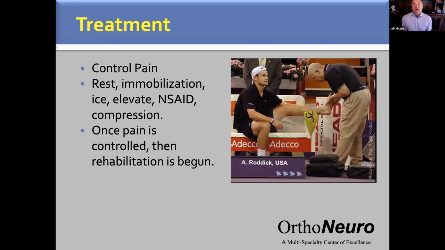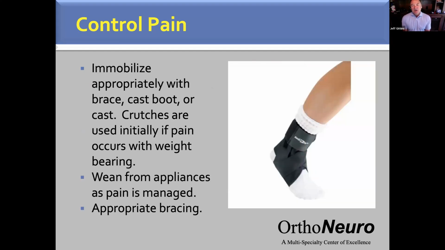How do you treat ankle sprains? Typically, you're trying to control the pain initially, whether it be resting, immobilization, icing, elevating, non-steroidal anti-inflammatory medicines, as well as compression. These are very common. But once the pain is controlled, then we begin the rehabilitation process. So initially, we want to be able to control pain, whether that means going to a compression dressing with a boot or a compression dressing with an ankle brace. Some people have enough pain where they're in a boot and they need crutches because it just hurts too much to walk on it. Our main goal is to control pain initially.